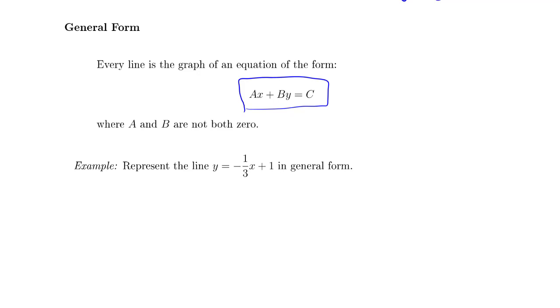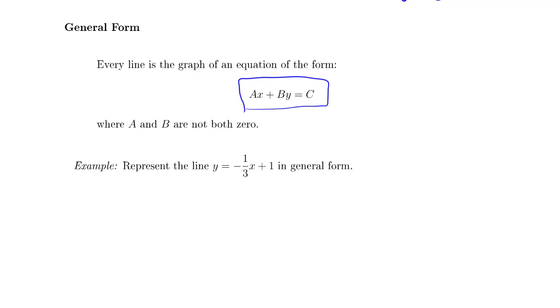Now, some people may move the constant over to the left and do something like ax plus by minus c equals 0, but it's not really that important. They're really the general form either way. And we can't have both a and b be 0 here. We'll see that in a minute.